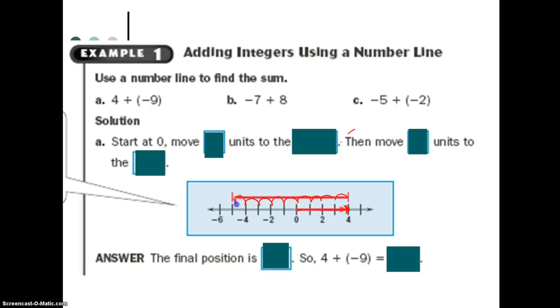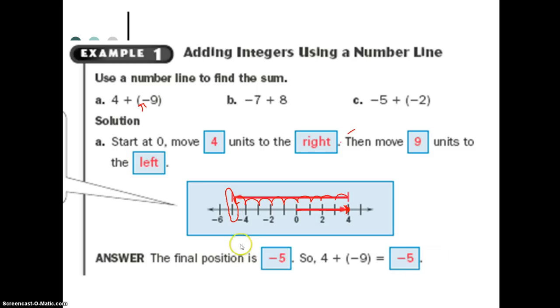Why did I move left? Because it was a negative 9. So I move left towards the negative numbers. So move 4 units to the right and then move 9 units to the left. And what number are you at? Negative 5.